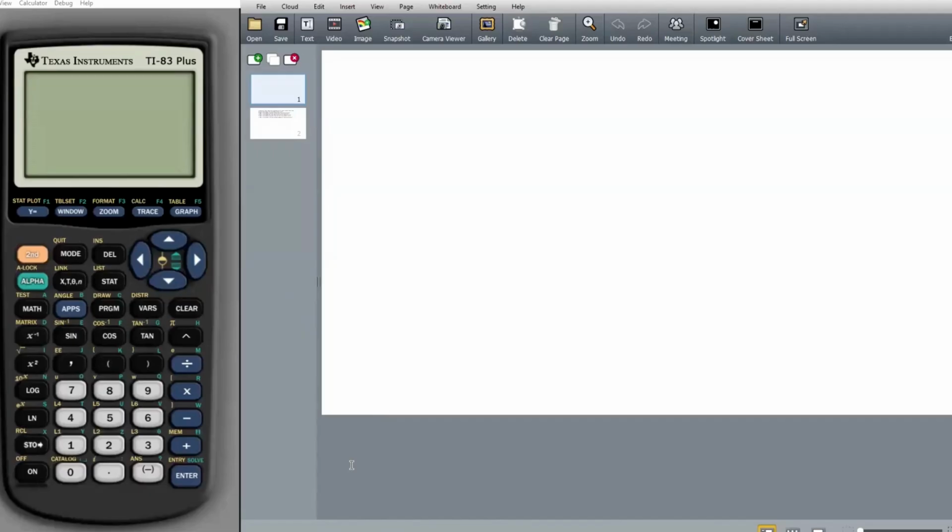Everybody, today I'll be going over how to calculate a binomial probability using a TI-83. Now, a binomial probability is a probability that has a set number of trials that are independent and have only two possible outcomes, which we usually label as successes and failures.